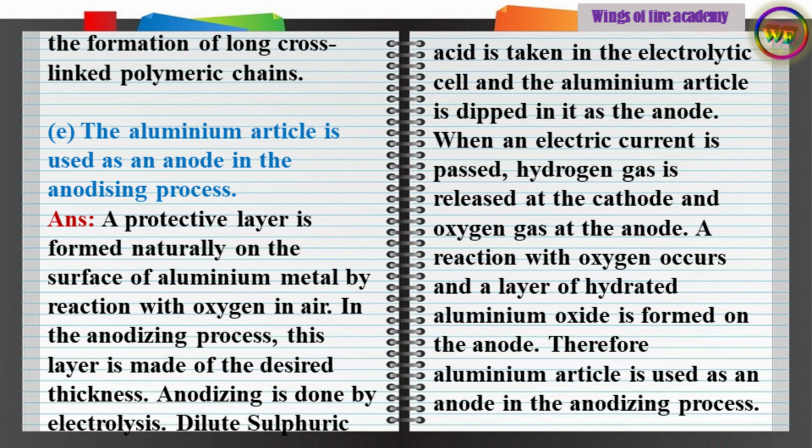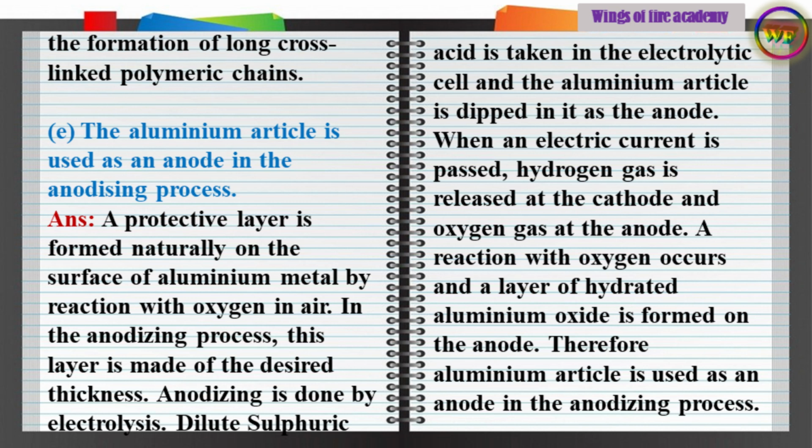E. The aluminium article is used as an anode in the anodizing process. Answer. A protective layer is formed naturally on the surface of aluminium metal by reaction with oxygen in air. In the anodizing process, this layer is made of the desired thickness. Anodizing is done by electrolysis.